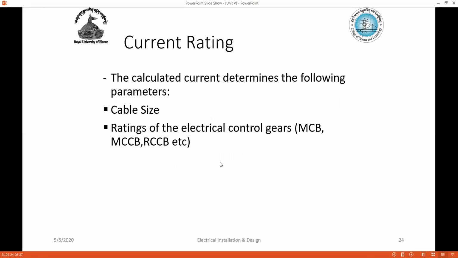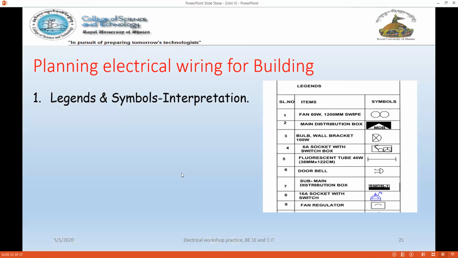And then for the current ratings, as I said, depending upon the connected load, your cable size can be determined from the current rating, and also the other control gears like MCB, MCCB, RCCB, ELCB all depend upon the connected load. We cannot use the same MCB, MCCB, RCCB for all designs. It depends upon the building size and the load size. And then, okay, in the next video, we're going to discuss the planning of the electrical wiring for buildings.